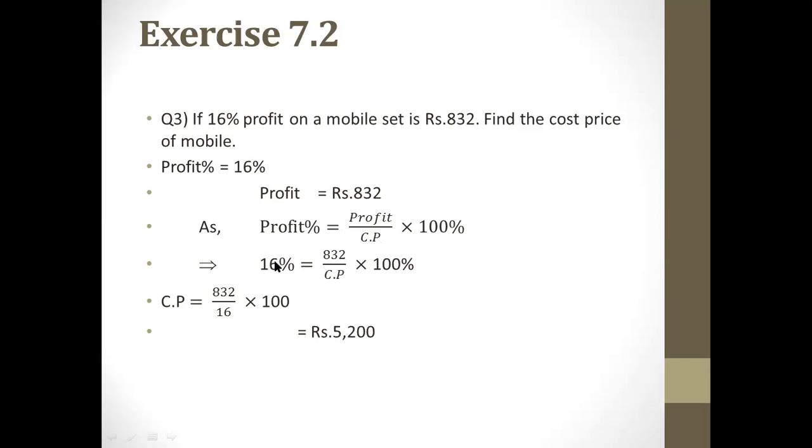So here 16 is in the numerator, multiplication shifted to this side will come in division, cost price in division shifted to the other side of the equality goes in multiplication. So cost price is 832 divided by 16 multiplied by 100, so you get 5200.